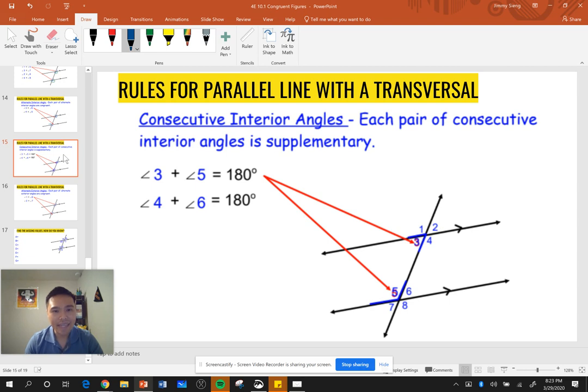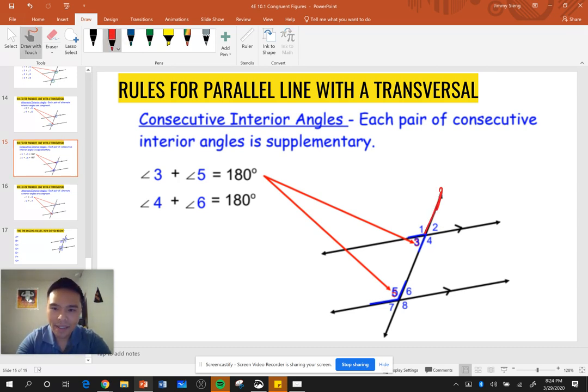Next thing I have are consecutive interior angles, okay? Interior angles mean the angles in between the 2 parallel lines. Consecutive interior angles are when you add them together and you create a supplementary number, a supplementary 180 degrees. Basically, you have the transversal line. The consecutive interior angles are the interior angles between the 2 parallel lines, and they're on the same side of the transversal.